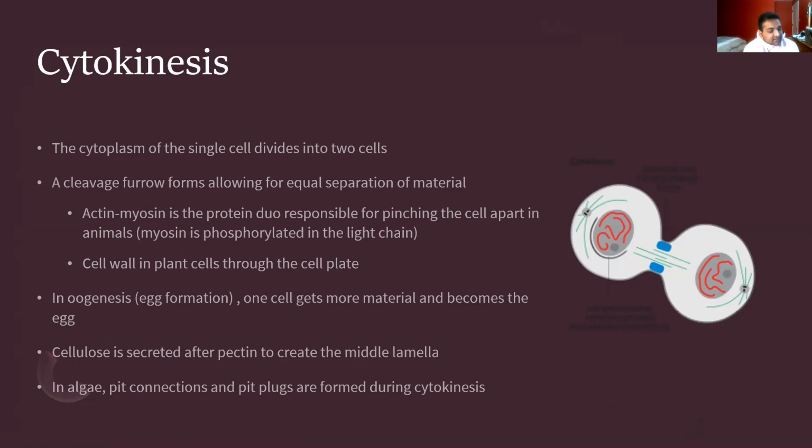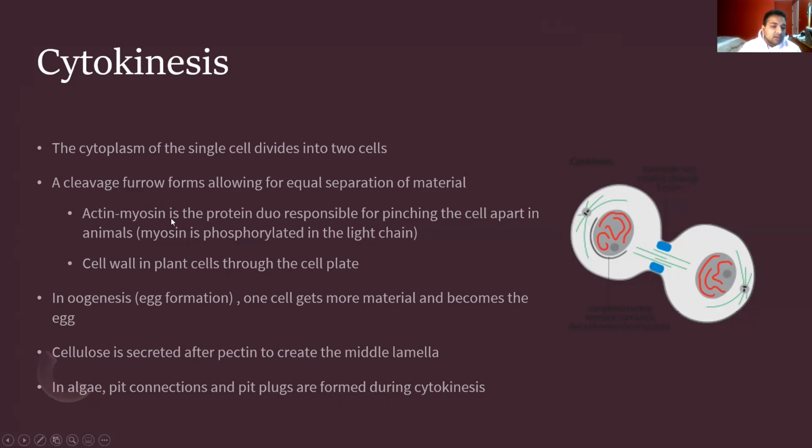Okay, cytokinesis actually does show up once in a while. So it's the cytoplasm of the single cell dividing into two cells. When we say cytoplasm, we don't just mean cytoplasm. We also mean the organelles. This is what is called the cleavage furrow forming and allowing for the equal separation of material. An actin-myosin complex is the protein duo responsible here for pinching the cell apart.